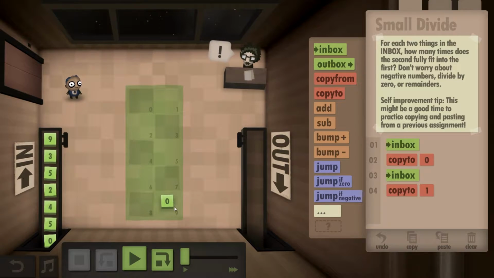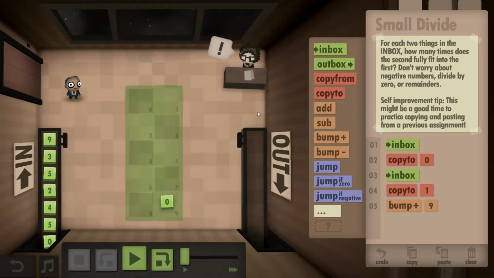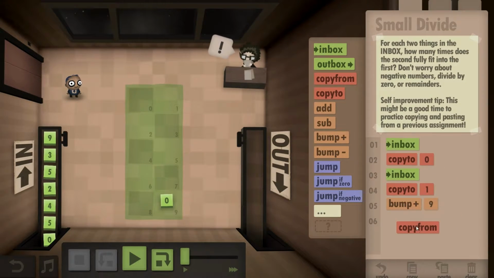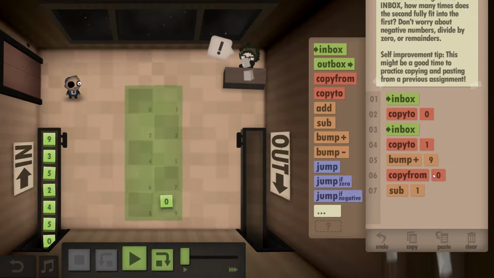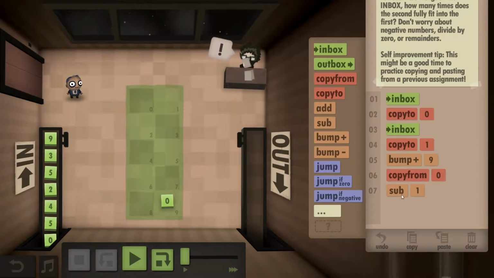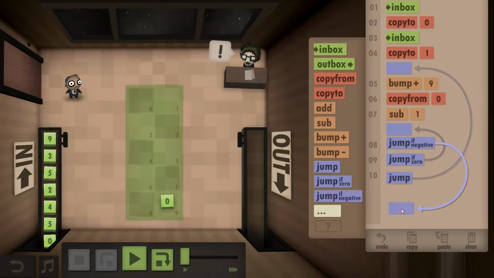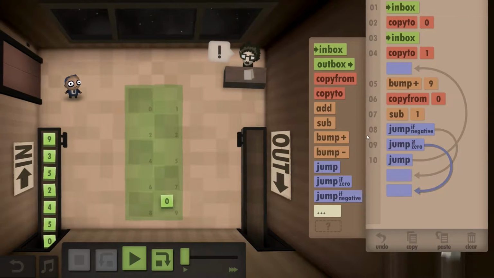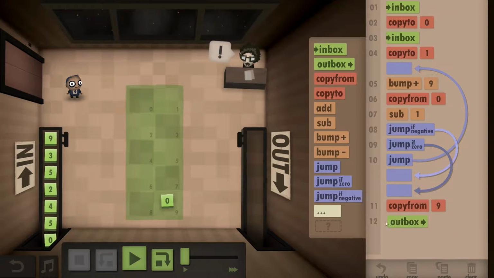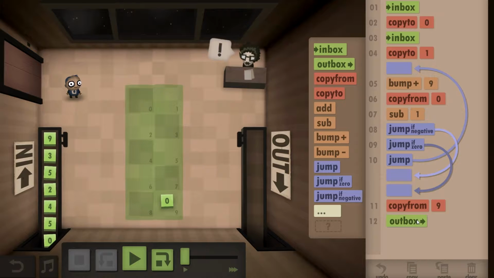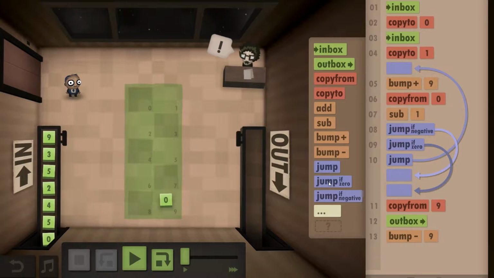Let's see. We're going to end up doing an if 0 or negative, outbox this. So we're going to want to bump first. So then we bump this. We copy from 0, sub 1, and if the answer is not 0 or negative, then we want to do this again. If the answer is 0 or is negative, then we want to jump that jump. Copy from that and outbox it. Then we need to reset this back to 0. So then we bump that down.